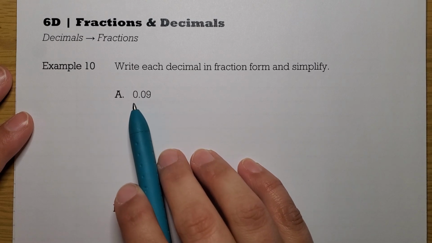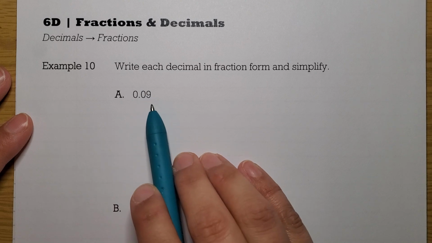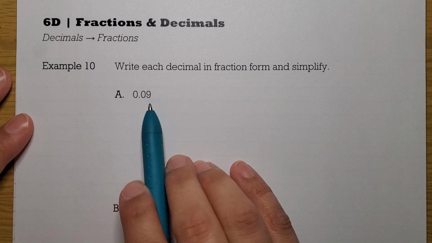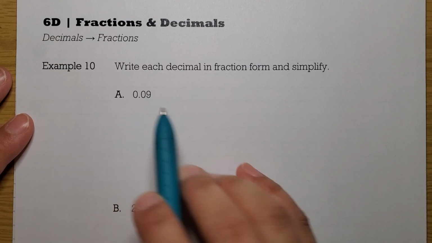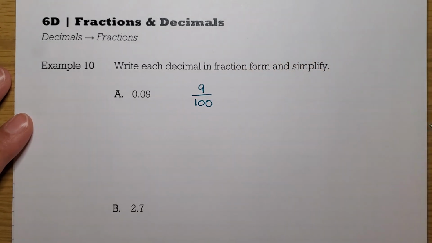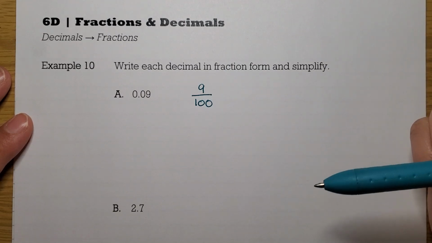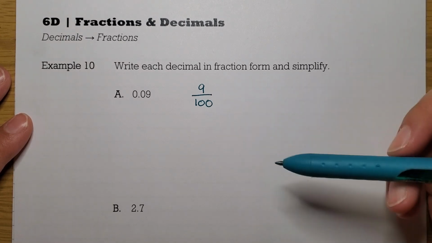So this decimal has no whole number part. And if I think about the name of this decimal, I want to use my place values. So this was tenths, and then we had hundredths. So the 9 is in the hundredths place. So this is 9 hundredths, or 9 over 100. So you can use the decimal name to help you write the fraction form of that decimal.